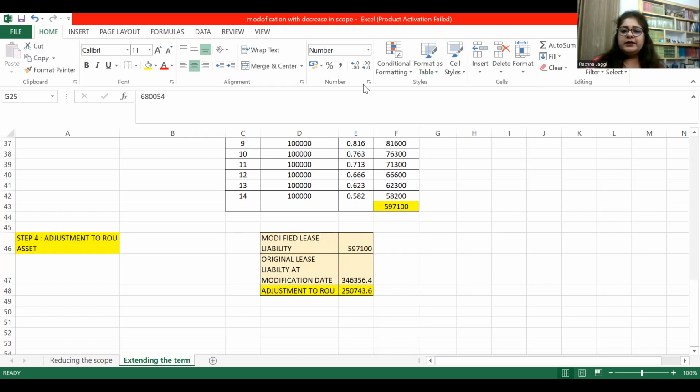Okay, so I hope this point is clear. So I'll stop it here today. Next time, of course, I'll discuss the lease modification from the lessee side.